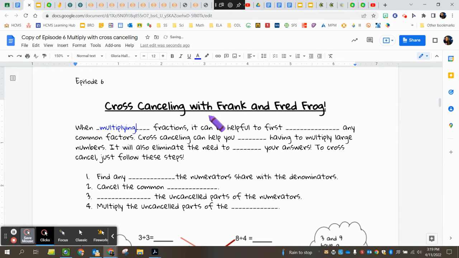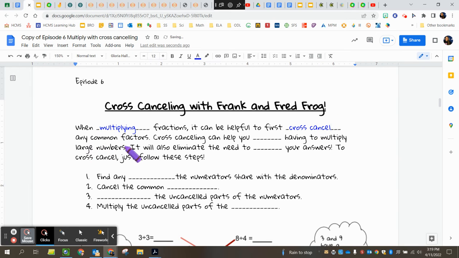When multiplying fractions, it can be helpful to first cross cancel. So now we have a new vocabulary term. Say that with me, cross cancel. Cross cancel any common factors. Cross canceling can help you avoid having to multiply large numbers.